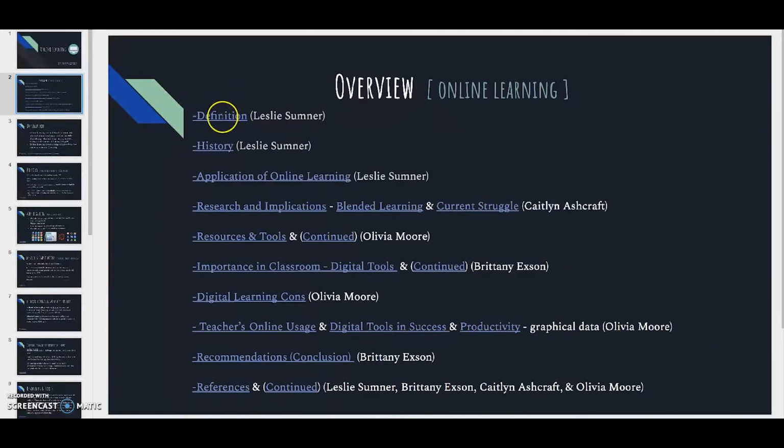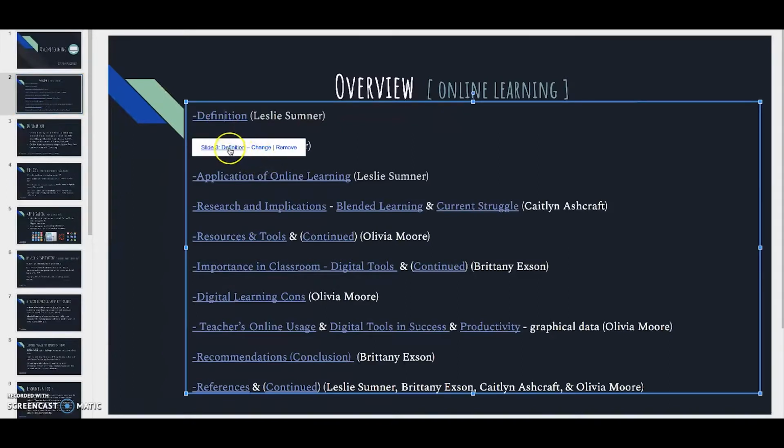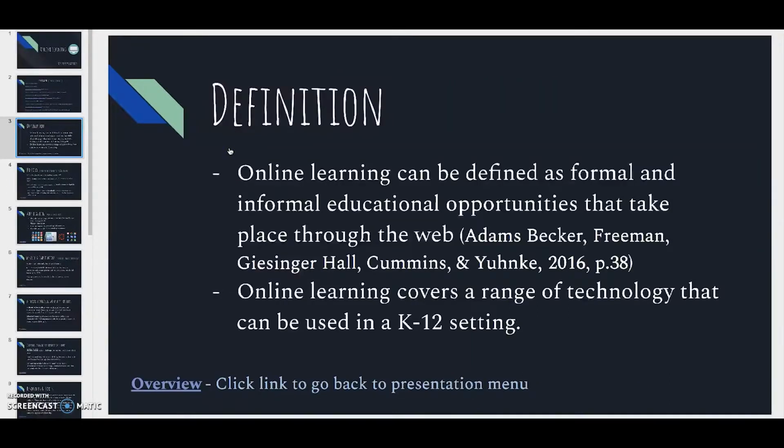Let's check out the definition of online learning. Online learning can be defined as formal and informal educational opportunities that take place through the web. This means that online learning can happen in and outside of the classroom as technology evolves and students have more access to digital devices. Online learning covers a range of technology that can be used in a K-12 setting, which you will see through examples from the other members of my group.